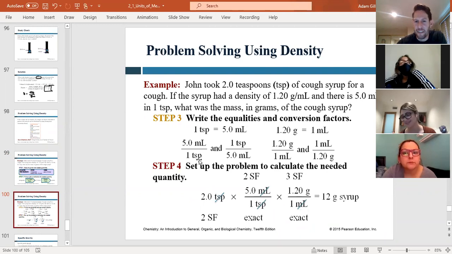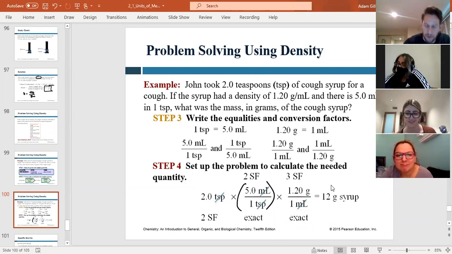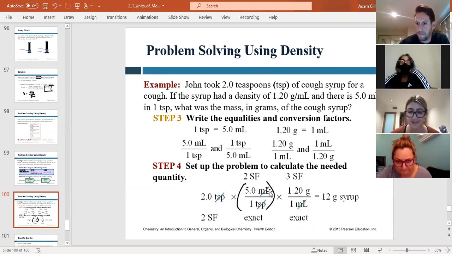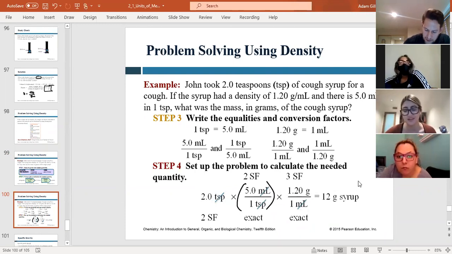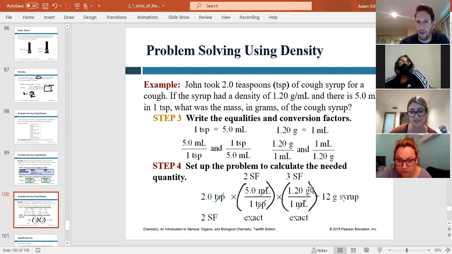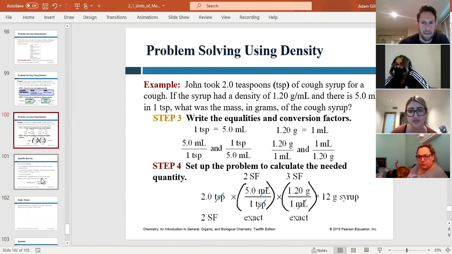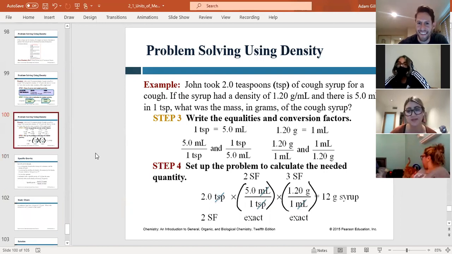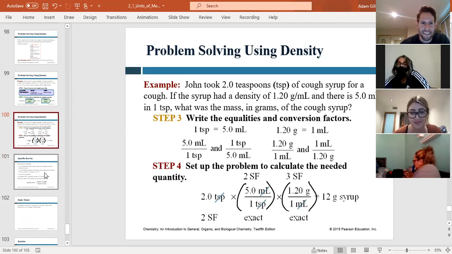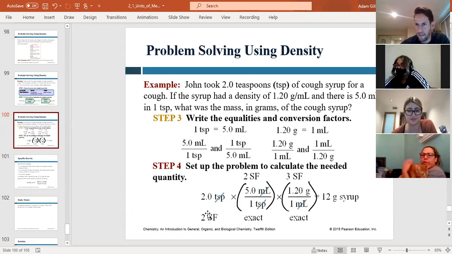Yes. So here's how we'd set it up. We're starting with teaspoons. And then our next conversion factor is to go from teaspoons to milliliters. And then our next conversion is to go from milliliters to grams. So 2 teaspoons times 5 mils per teaspoon times 1.2 grams per mil gives you 12 grams. Do you guys have any questions on how to set these up?